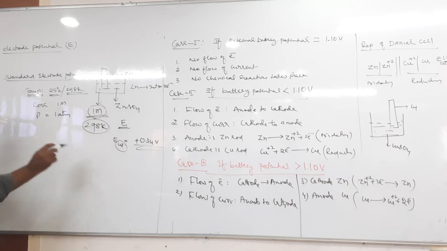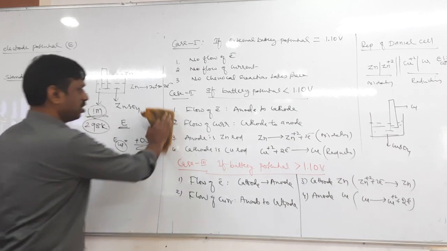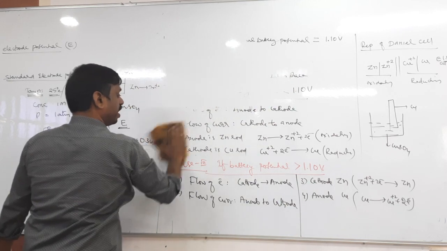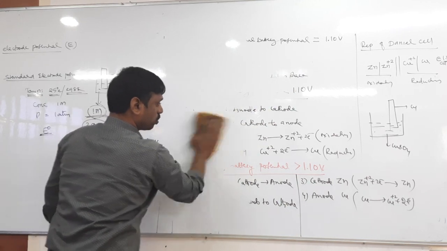Standard electrode potential is denoted by E naught. Then what are the factors affecting electrode potential? This is also important. Previously this question has appeared. There are 3 factors that affect the electrode potential.